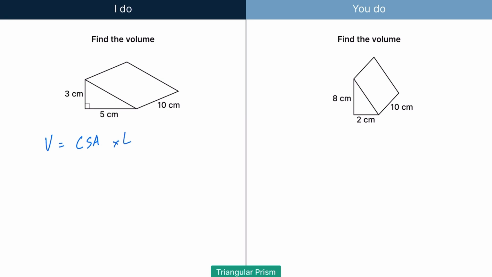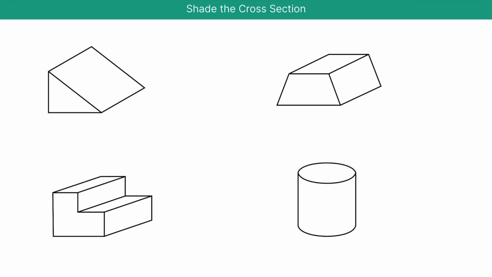Now, you might be wondering, what is the cross-section area? And that's something I want to cover to start with. So we've got a few shapes here, and we've been asked to shade the cross-section. So the cross-section of this first shape here is this face here. So it's going to be the same from start all the way to the end. So it's the parallel sides we use.